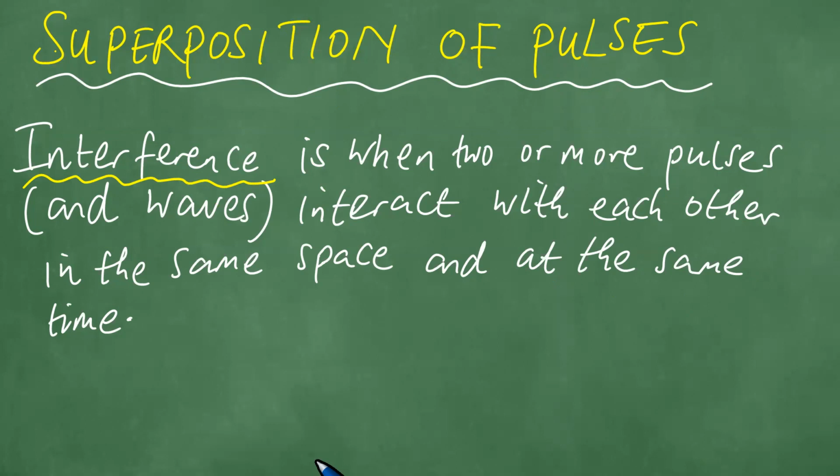Okay, we are here. We are continuing. What is interference? Interference is when two or more pulses and waves interact with each other in the same space and at the same time. So we say there's interference because we have two or more pulses there.